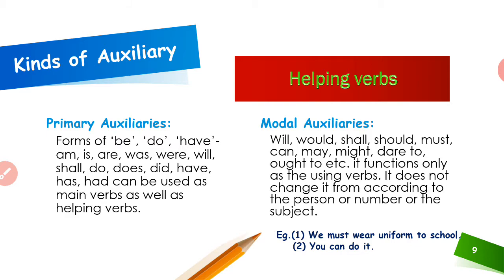For example, we must wear uniform to school. There may be any number of students, but the helping verb would not change. In the same way, in the next sentence, you can do it. Even if we say they can do it, the helping verb can will not change. Therefore, these modal auxiliaries cannot change according to the person or number of the subject.